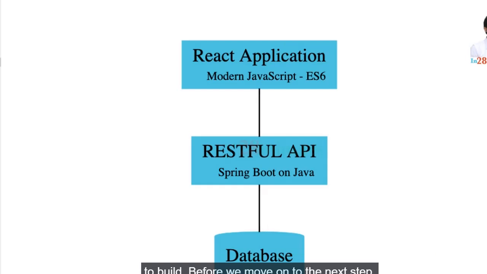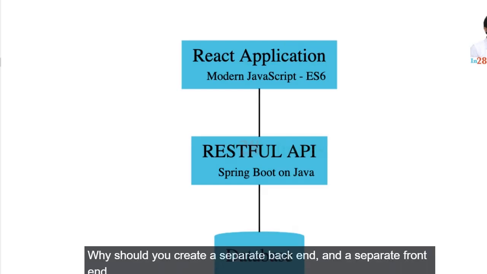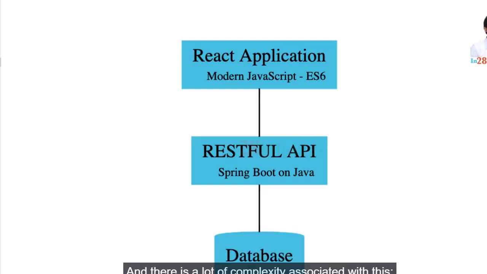Before we move on to the next step, let's discuss an important question. We are talking about building full stack applications. Why should you really build a full stack application? Why should you create a separate backend, a separate front end? There's a lot of complexity associated with this. You need multiple languages, you need multiple frameworks like Spring Boot, React. You need to learn all of that. Why should you really do that?